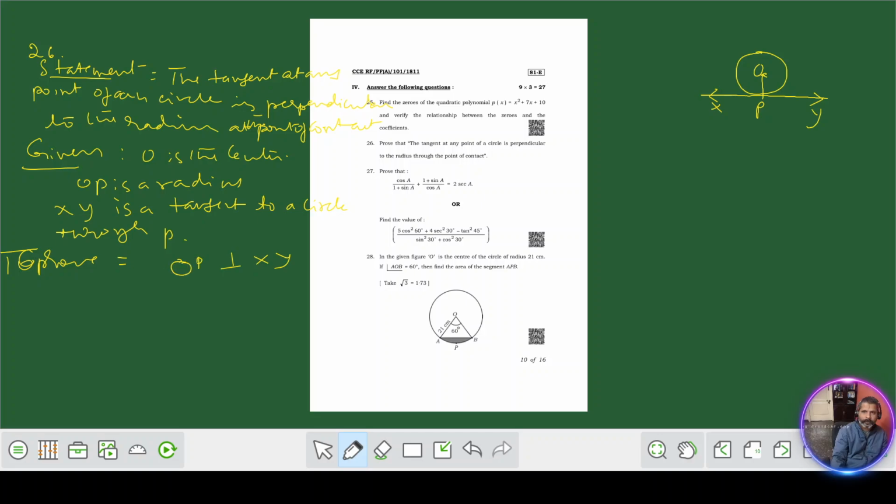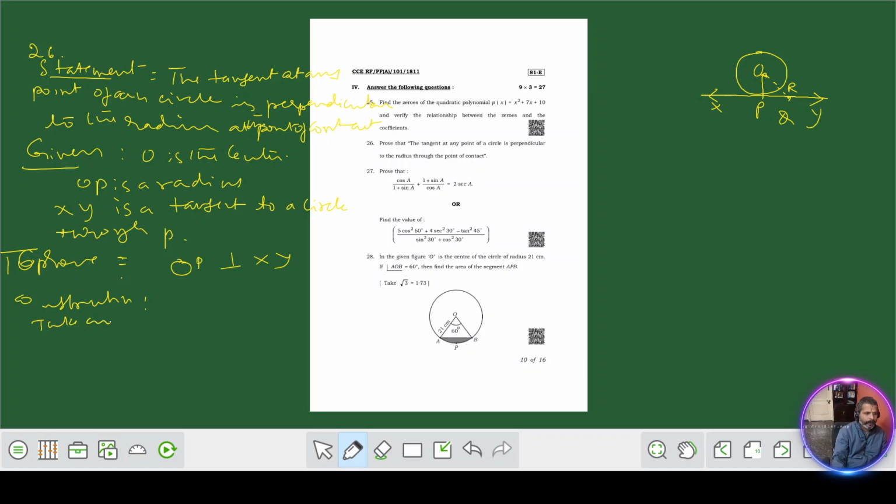Here we need a small construction. Construction step is an optional step in any theorem. It may be optional. What is construction? In the figure, on XY, you take any point Q, join OQ, intersecting the circle at R. You have to write that.